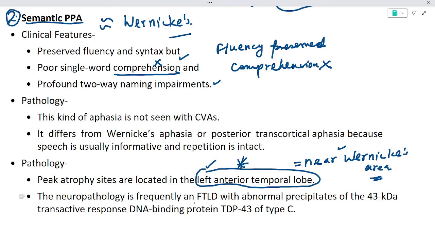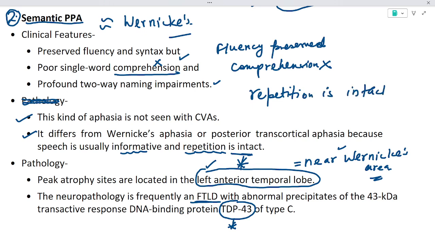The neuropathology is frequently FTLD, and the protein which is deposited is TDP43. They say this kind of aphasia is not seen with CVS. It differs from Wernicke's aphasia or posterior transcortical aphasia because speech is usually informative and repetition is intact. You know that repetition is gone in Wernicke's. Here repetition is intact. So this is all you need to learn by heart, because everything cannot be explained with concepts.